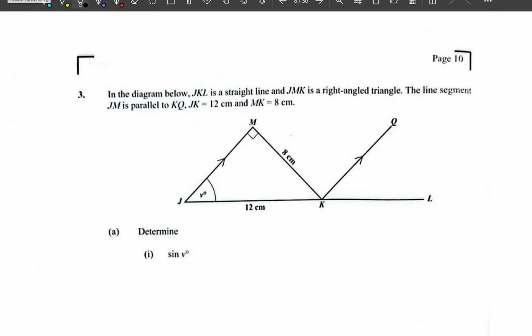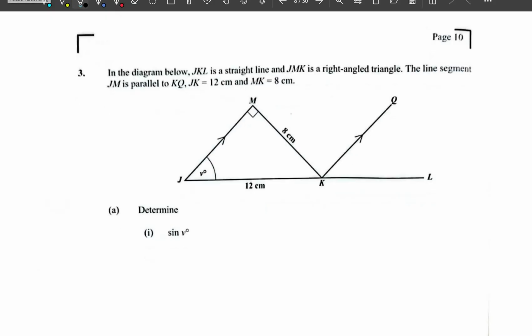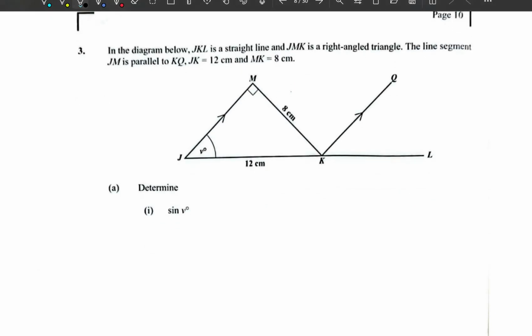In the diagram below, JKL is a straight line and JKM is a right angle triangle. The line segment JM is parallel to KQ. JK is 12 centimeters and MK is 8 centimeters. They want us to determine the value of sine V. So that's this angle right here.